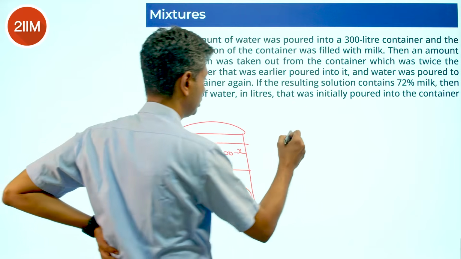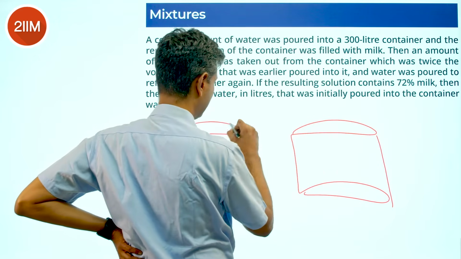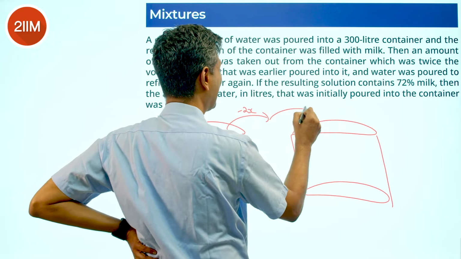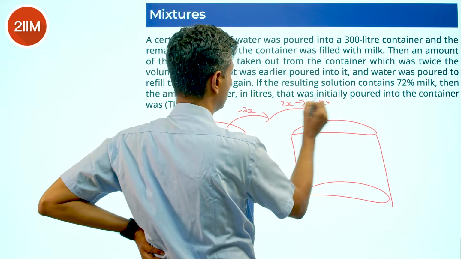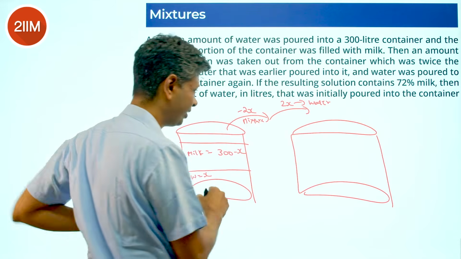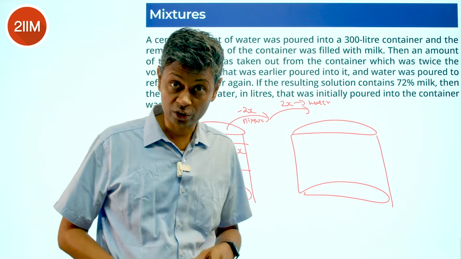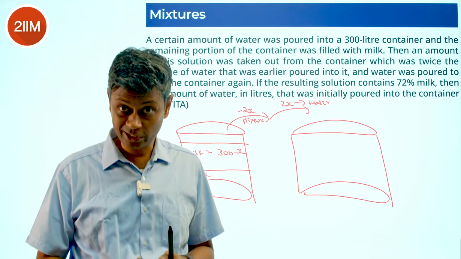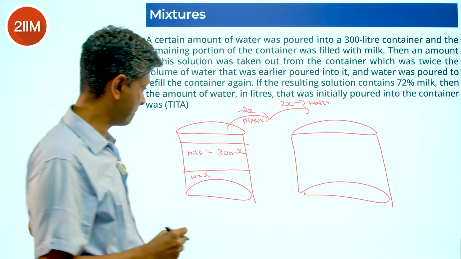So what are we doing here? From this we take out minus 2x and then add 2x. This 2x is pure water. This minus 2x is the mixture. Whatever is inside, I take 2x of that out and then add 2x of water. So my water concentration should increase, milk concentration should decrease. And once that happened, we have 72% milk.